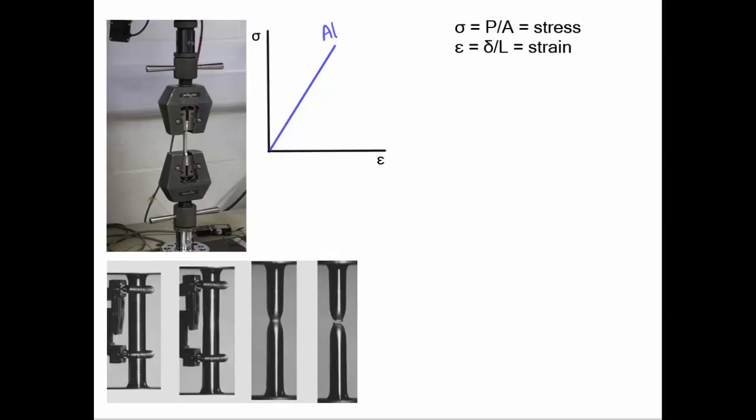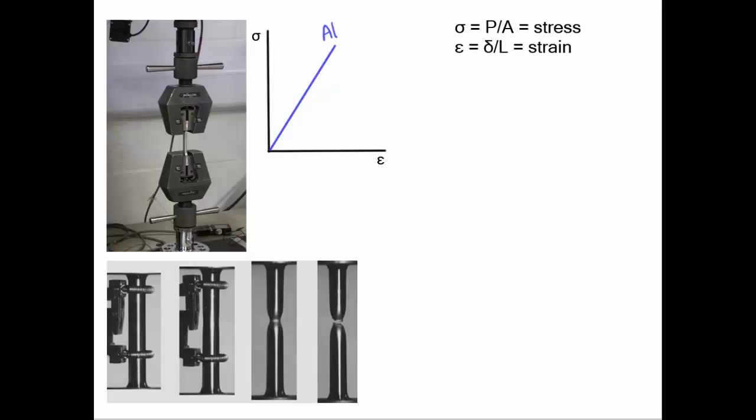Previously, I had used an F. I'm now making the switch from F to P, as well as in the strain equation switching from X to lowercase delta to mimic what you are likely to see in most textbooks. So these two definitions are the same as we've seen before. Stress is force or a load over a cross-sectional area.